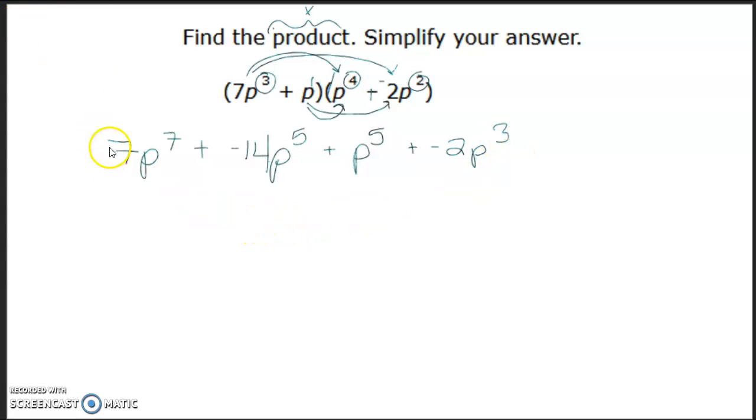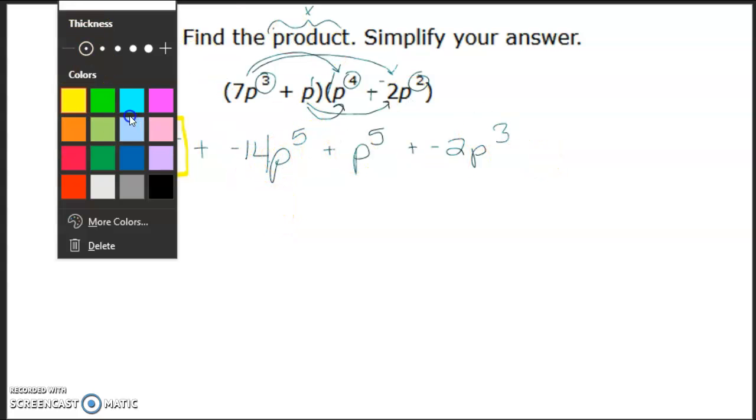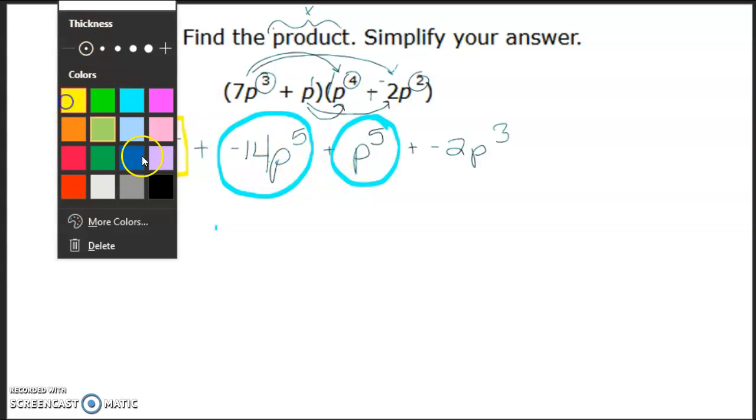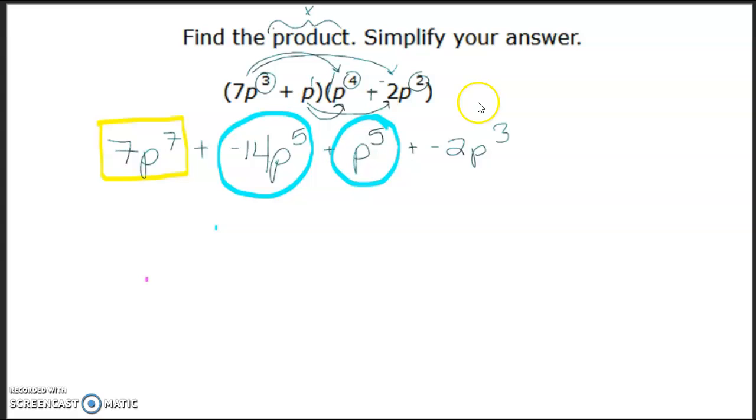Now we've got to look at some like terms. So we have 7p to the seventh. Well, there's all of these, yes, they have the letter p on them, but we're looking for something that has the same identical to it. So we're looking for another p to the seventh. Well, none of these have them, so he doesn't have any like terms. All right, let's do negative 14p to the fifth. So we go down the line if there's anything that also has a p to the fifth. And there is. There's that one. And then our very last one, we'll do pink, is this negative 2p to the third. There's no more p to the third, so he is by himself.